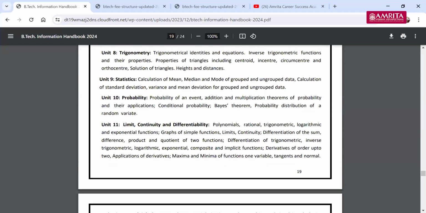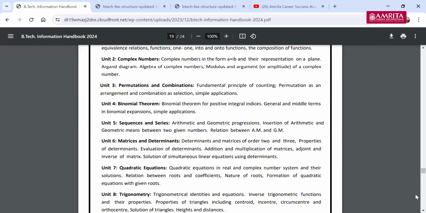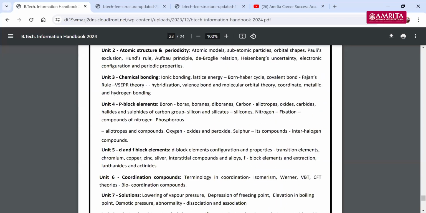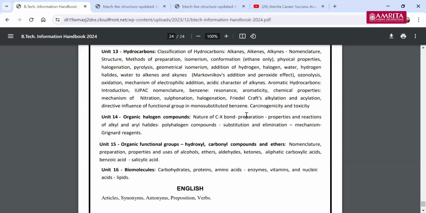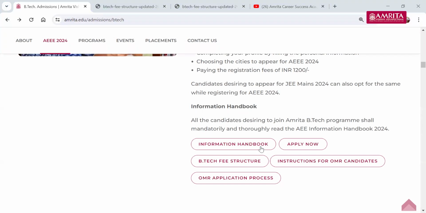These are some of the test center details, and the detailed syllabus of AEEE is also given here. The subject-wise syllabus of maths, physics, chemistry, and even English is given here. All this information is given on the BTech page itself, and I would request each and everyone to go through it. Okay, you want to know about AEL also, just a second. Please do refer to this page because it has everything.